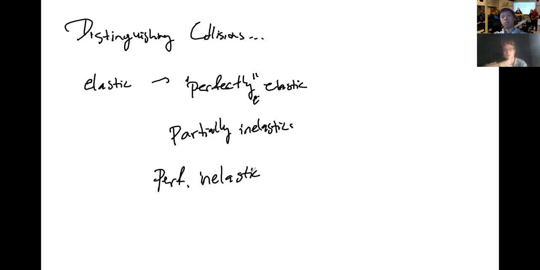So yeah, those are the types of collisions. So really at this point, that's basically it regarding collisions. The only thing that's important to know here is how to distinguish these types of collisions and work with the different formulas pertaining to those types of collisions.